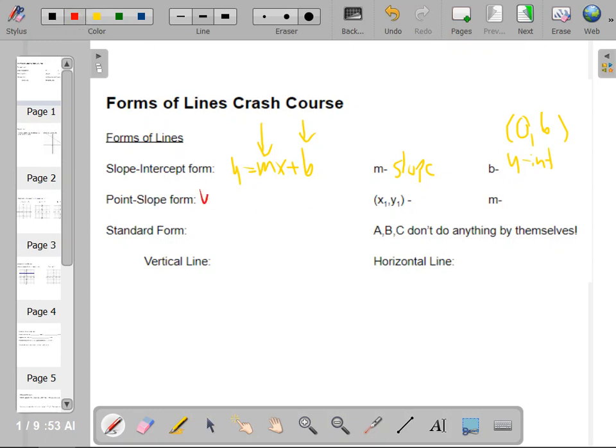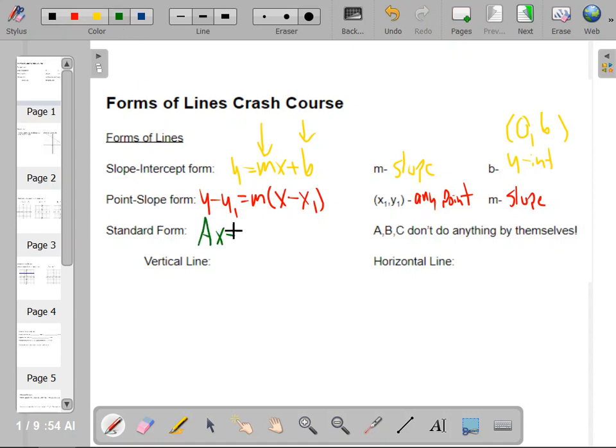Point slope form. Y minus y1 equals m times x minus x1. Most of the time you're writing an equation of a line, I would suggest you start in point slope form because this is any point on the line as opposed to just the y-intercept. You can start anywhere and m is still the slope. So slope-intercept has a slope and an intercept. Point slope has a point and a slope. They're not fancy names.